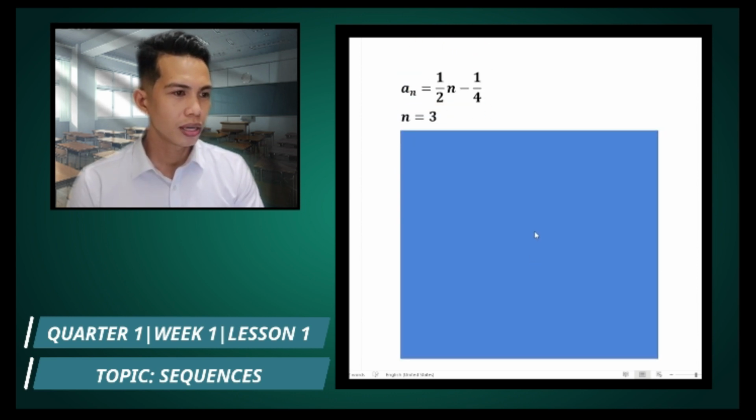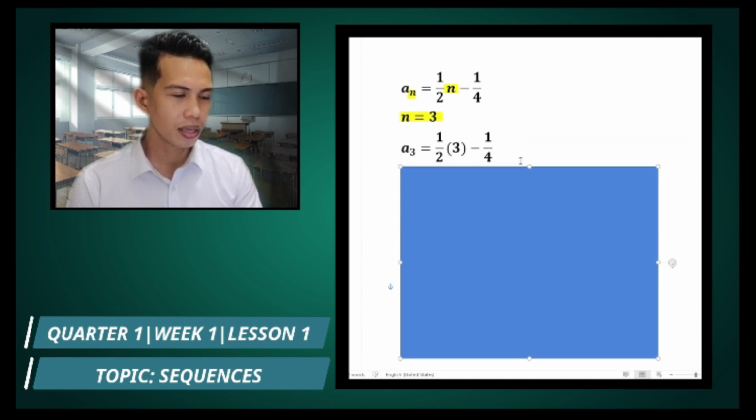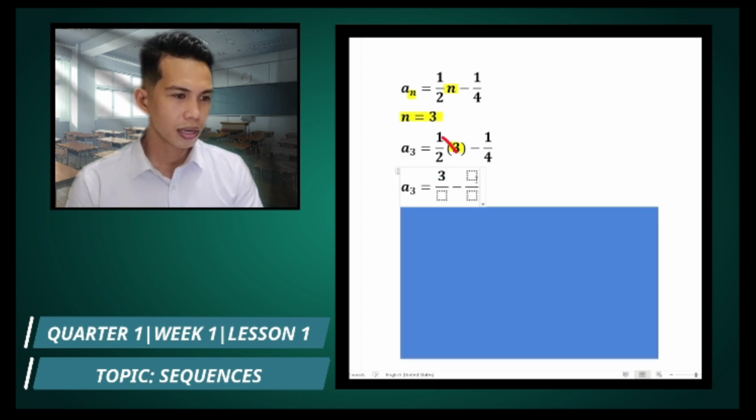Moving on with our third term, we let n equal to 3. Substitute all the variables n to 3. We have a sub 3 equal to 1 over 2 times 3 minus 1 over 4. Then we simplify this mixed fraction. 3 times 1, we have 3. Then copy the denominator 2 minus 1 over 4.